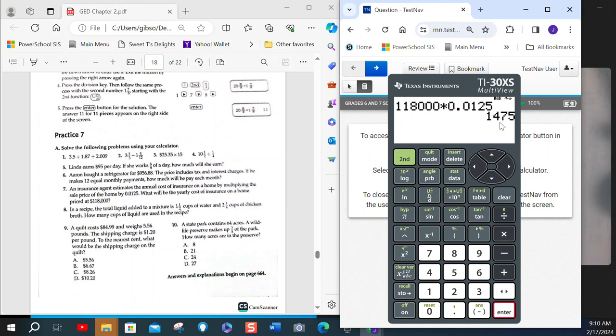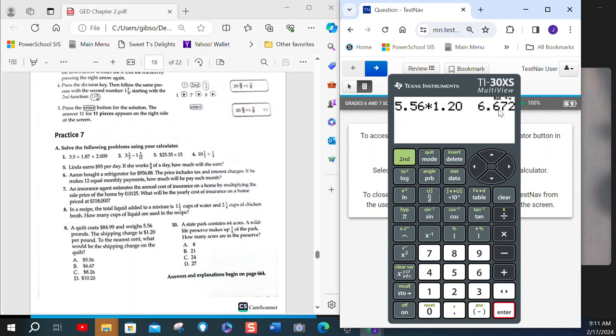Now, we look at problem number 9. Clear this out. Problem number 9, it says a quilt costs $84.99 and weighs 5.56 pounds. The shipping charge is $1.20 per pound. To the nearest cent, what would be the shipping charge on the quilt? So we didn't need to know the total cost of the quilt. We just needed the pounds, which is 5.56 times the shipping charge per pound, which is 1.20, and press enter. Now they want us to round to the nearest cent.